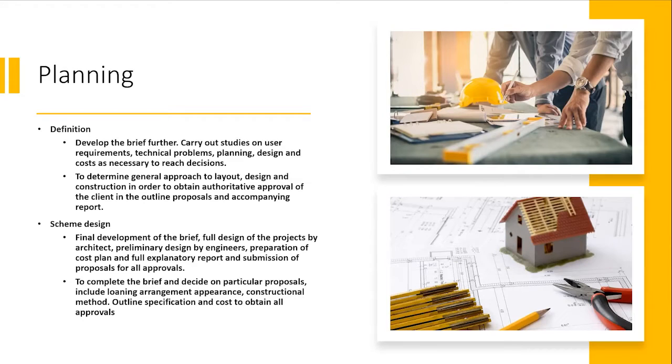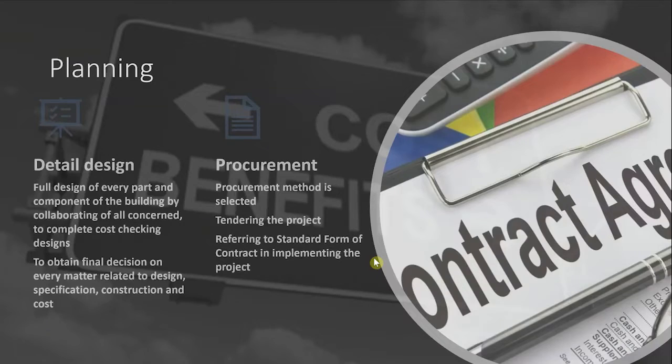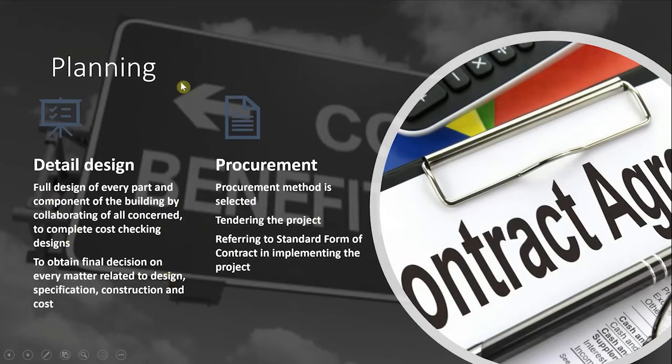Okay, sebenarnya bawah definition ni ada juga scheme design dan detail design. Bawah planning dan di bawah definition. Scheme design is a final development of the brief, full design of the project by architect, prelim design by engineers, preparation of cost plan and full exploratory report and submission of proposal for all approvals. To complete the brief and decide on particular proposals including loaning arrangement, appearance, construction method, outline specification and cost to obtain approvals. Under planning and then dia ada definition kan.